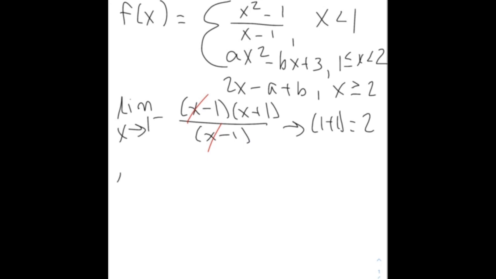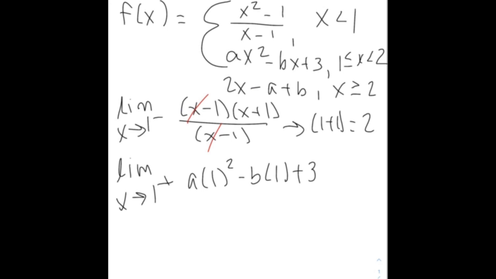Let's do our next limit. Limit of x approaching 1. Now for this one, we are going to use the second piece. So we are going to have a times 1 squared minus b times 1 plus 3. What does this get us? Well, 1 squared is 1. So we're going to end up with a minus b plus 3. And now we are going to set this equal to our value of 2 from earlier.